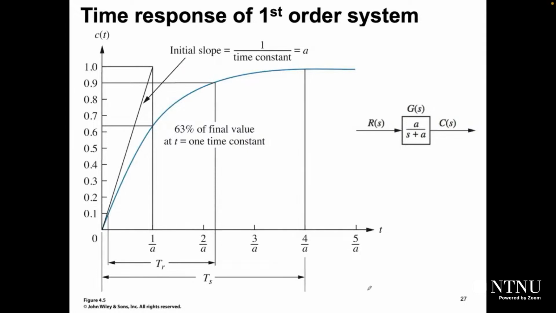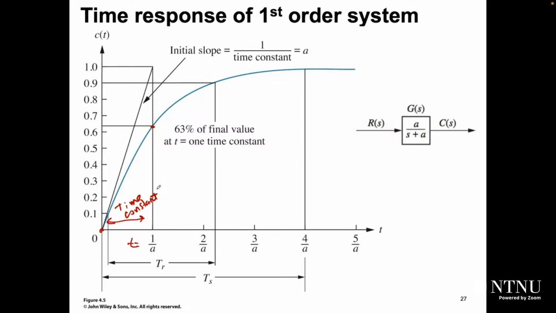So this is the response of the first order system. As you can see here, we don't have any overshoots or undershoots. So the time constant is the time which the system will take. We are starting from t equal 0, and at t equal 1 divided by a, we will reach 63% of your final value, which is 1. So this time we call the time constant.